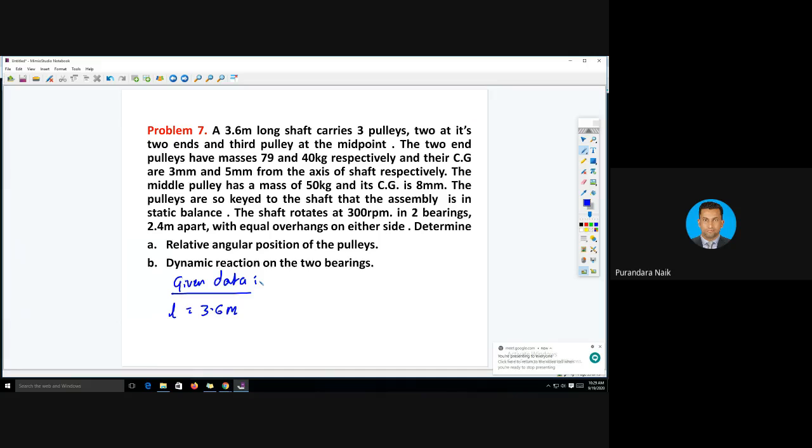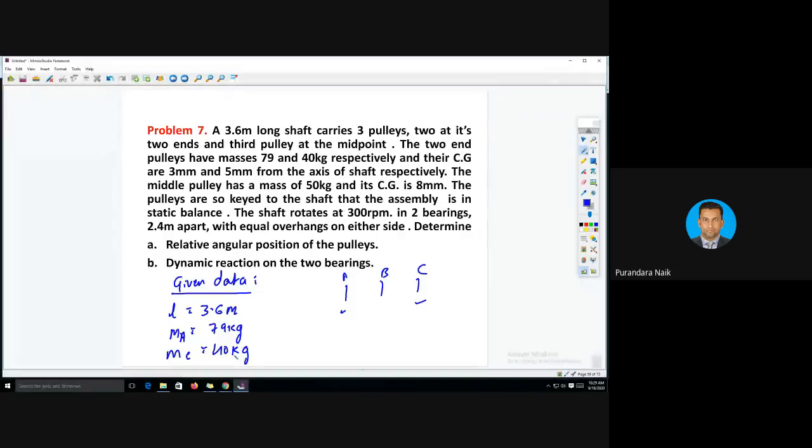Meter, and there are 3 fillets, 2 at the 2 ends and a third fillet at the midpoint. The 2 end fillets have masses of 79 kg. Let us consider this end fillet as MA. End fillet MA is equal to 79 kg, and MC is equal to 40 kg, because it is an end fillet. There are 3 fillets: A, B, C, with end fillets A and C.